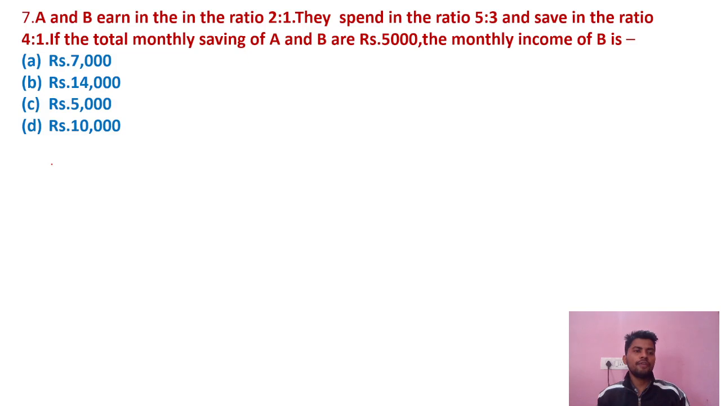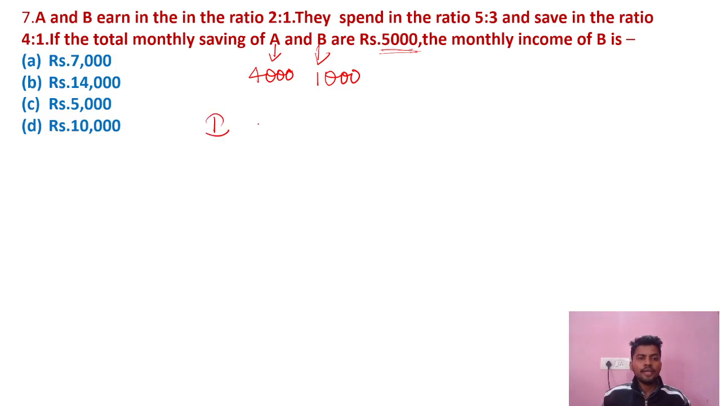So the saving ratio of A and B is 4 is to 1. That is, the sum of the ratio is 5 and the sum of money is also 5,000. Means one ratio has a value of 1,000. So B's saving, one ratio, is 1,000 rupees. Then A's saving will be 4 ratio, that is 4,000 rupees. So we get A and B's savings.